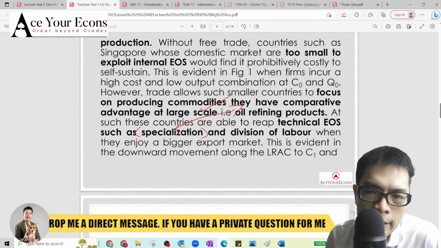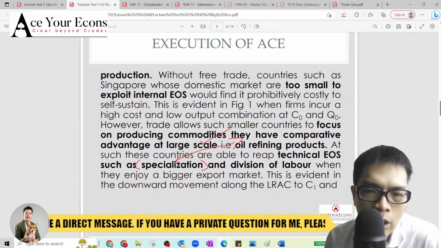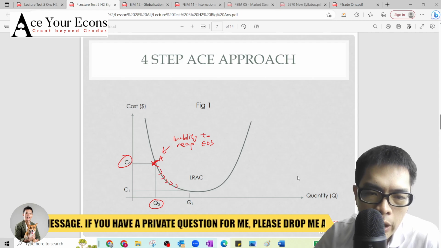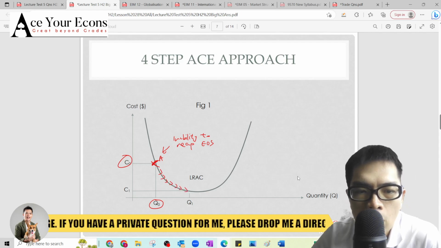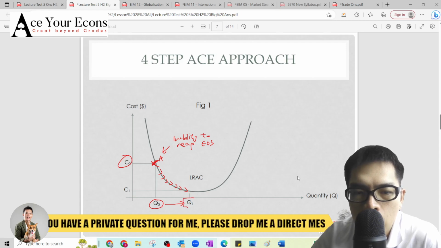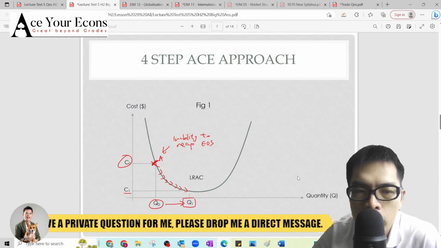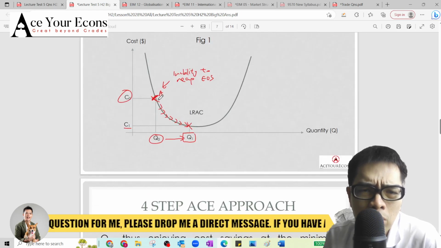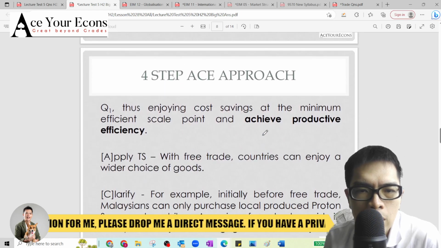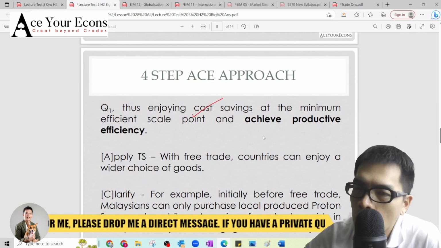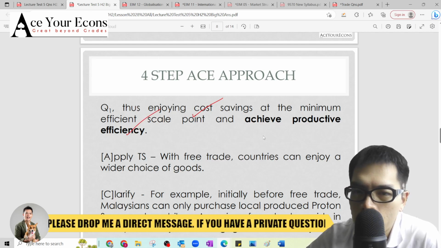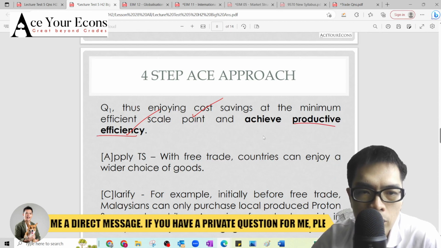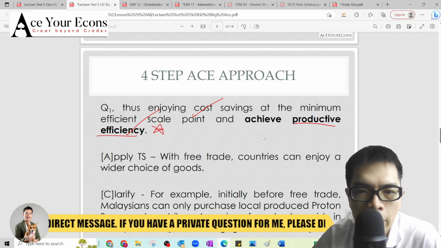When they specialize and produce a good that they have a comparative advantage, they are able to reap economies of scale. So they are able to move downwards. Economies of scale is a movement downwards. So once you're able to move downwards, you're able to produce at Q1 and achieve the lowest attainable cost at C1. Or any points below C0 is better than nothing. So points that you want to illustrate: cost savings for the firms, productive efficiency for the economy. Is everyone clear? So this is a key point. Cost saving itself is not good enough.